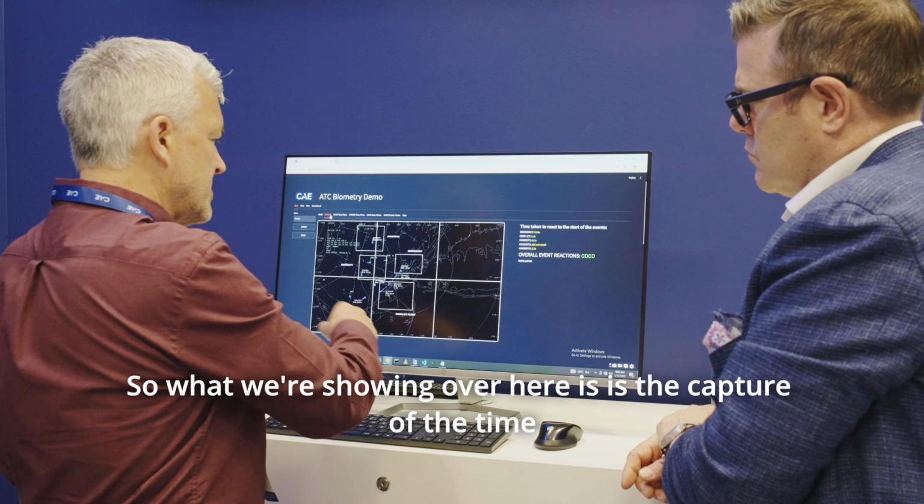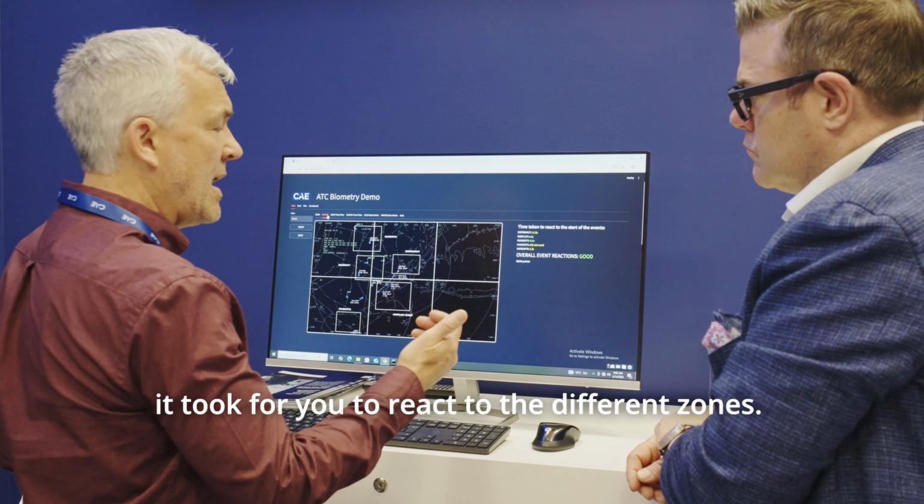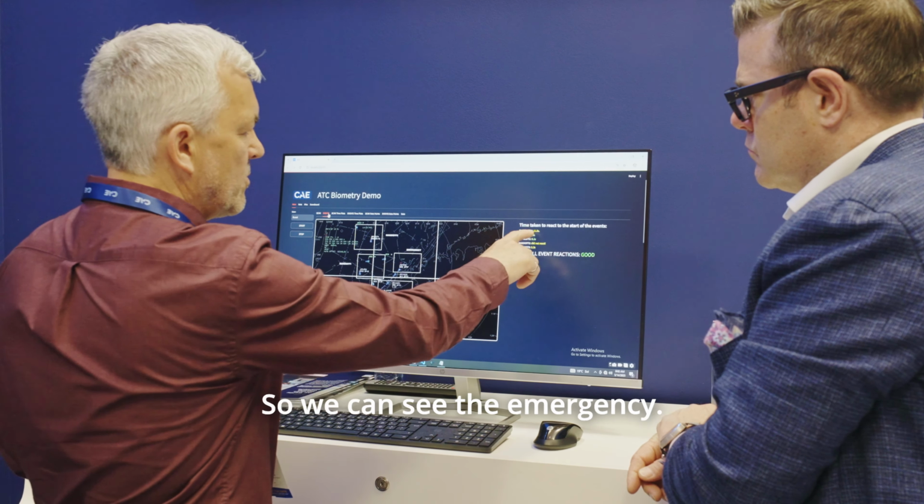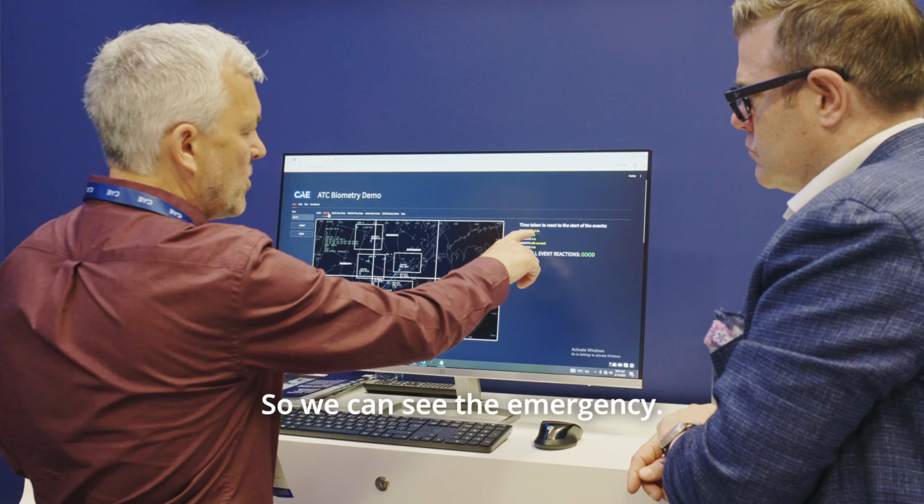So what we're showing over here is the capture of the time it took for you to react to the different zones. So we can see the emergency, it took about 11 seconds to react. The conflict, you were bang on. The first handoff, you were bang on.